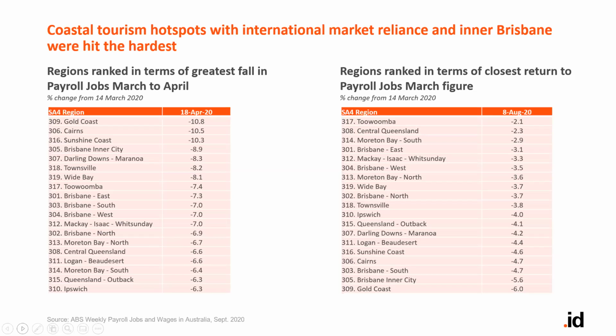In terms of our regions ranked in terms of closest return to payroll jobs figures, so this on the right side, we're really looking at those economies that went in pretty strong and certainly have recovered in terms of jobs quite quickly. And we can see Toowoomba there leading the pack, Central Queensland, Moreton Bay South, Brizzy East, Mackay, Isaac, Whitsunday. A lot of agricultural economies have performed well, and mining communities. It's really the Mackay, Isaac part of that equation that is driving the growth. It's certainly not the Whitsundays part of the equation.